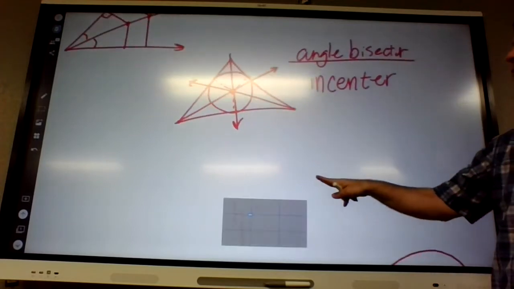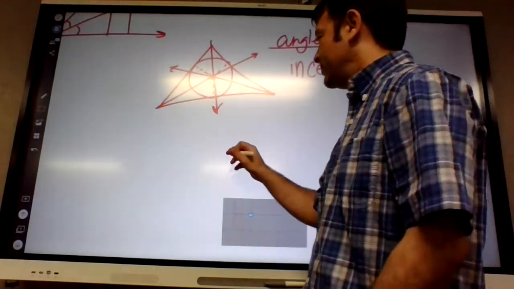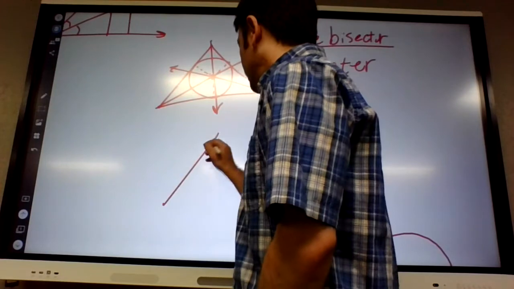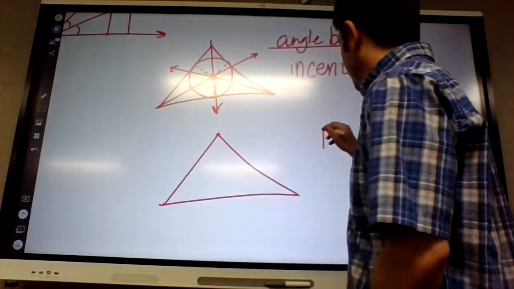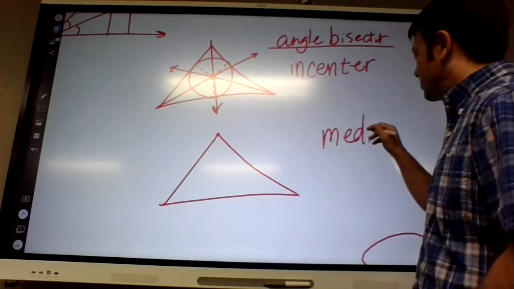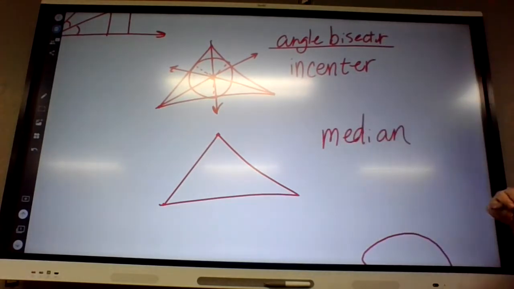Okay, and then the final one. This one I kind of feel like is the easiest though. It's called a median. Where have you guys heard this word before? Sixth grade, seventh grade. Well, what's it referring to though?